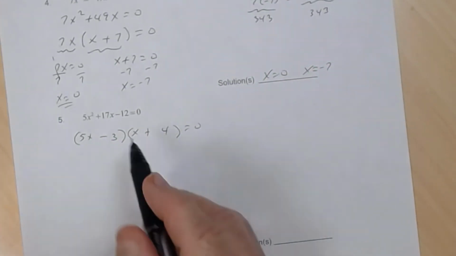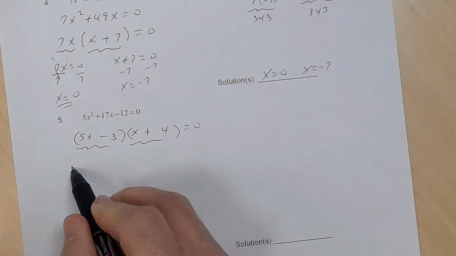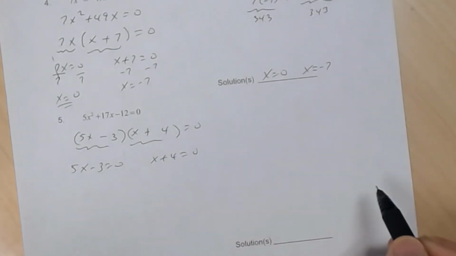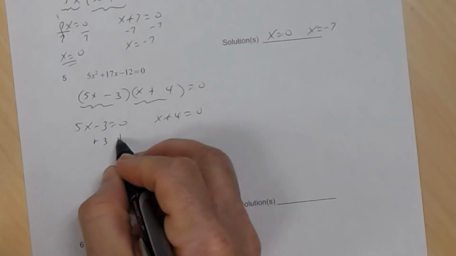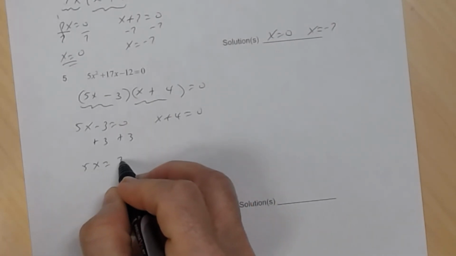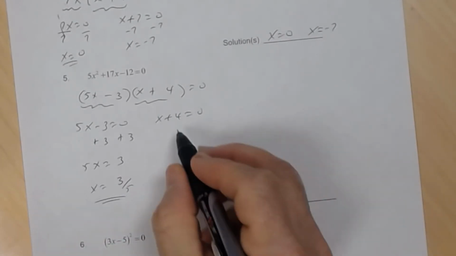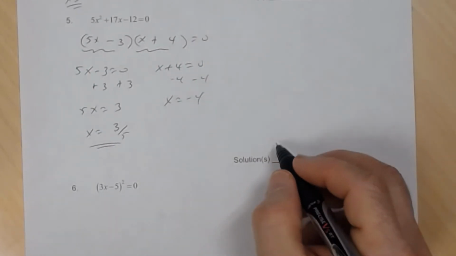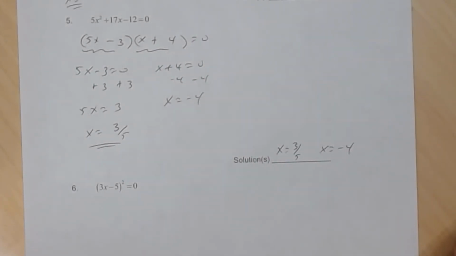All right, now I'm going to set each factor equal to 0. That's the zero factor property. So I get 5x minus 3 equals 0, and x plus 4 equals 0. And then you solve each of these linear equations. So I'm going to add 3 to both sides. 5x equals 3, so x is 3/5, right? Over here, subtract 4 from both sides. I get x to be negative 4. So those are your two solutions: x equals 3/5, x equals negative 4.